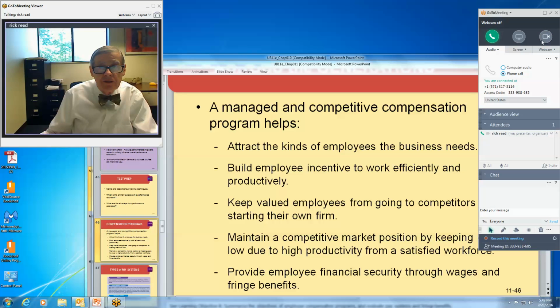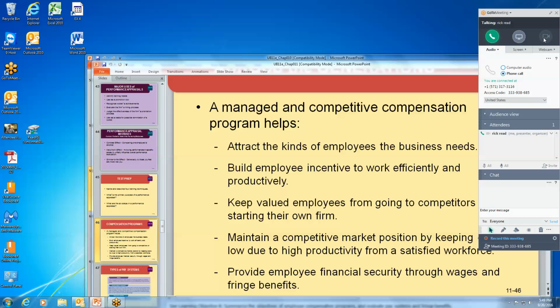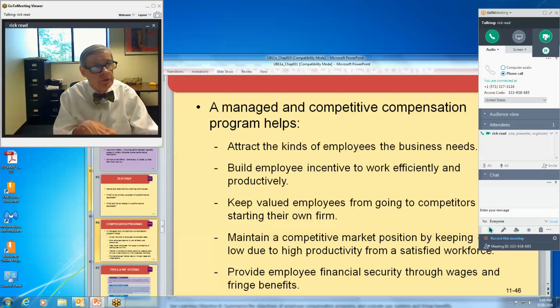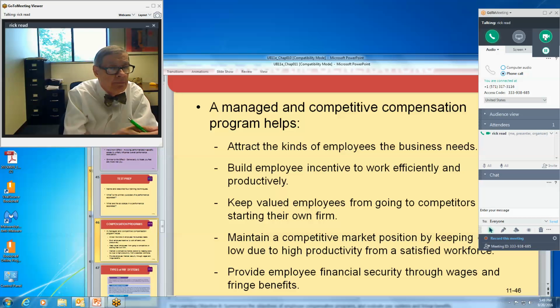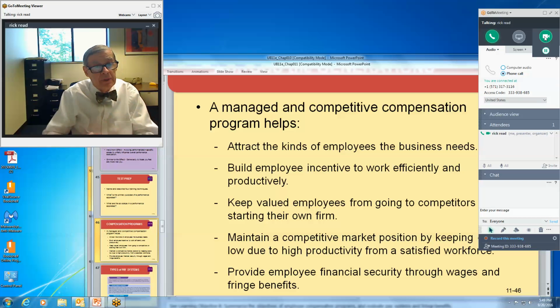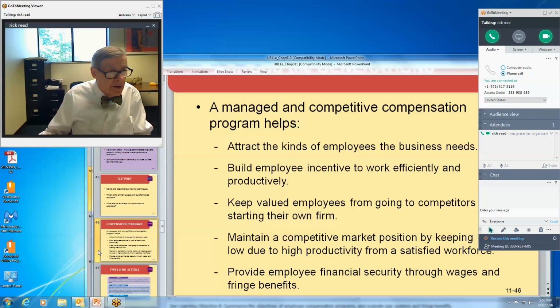Compensation programs. We do compensation programs to attract employees. Now, there are normally three ways that you can set compensation. You can lag the market, you can meet the market, you can exceed the market. But you want to have a compensation program that builds employee incentive to work, keeps valued employees from going someplace else, and helps give them what we would call financial security.